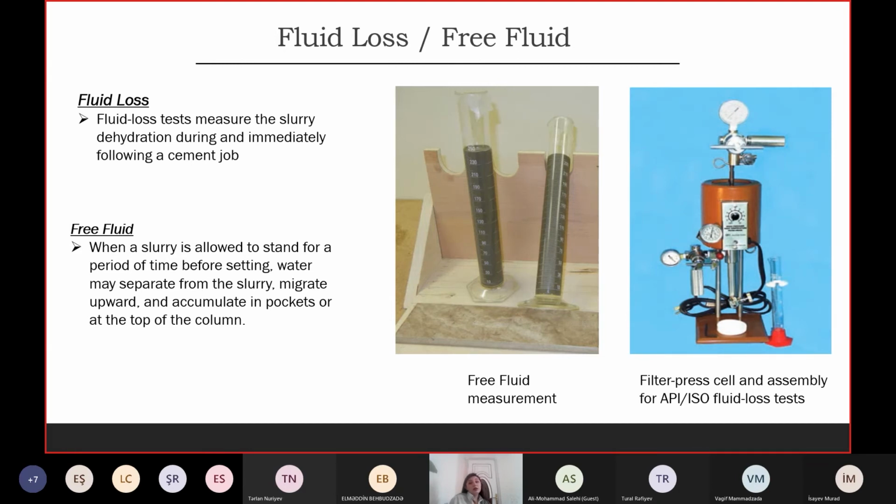So this is the way you need to measure fluid loss. And for free fluid in a stable condition, what is on the top of slurry, we are using these cylinders. Okay, they have readings, they have lines on them showing levels. So you add your slurry on this.